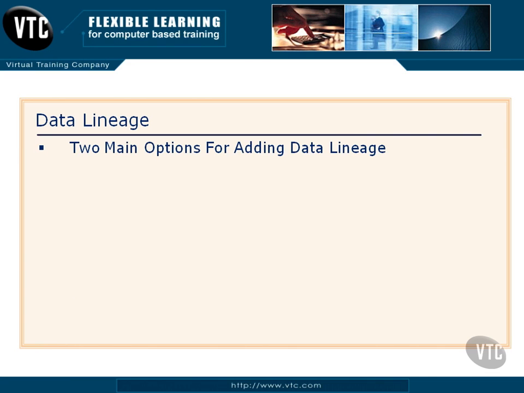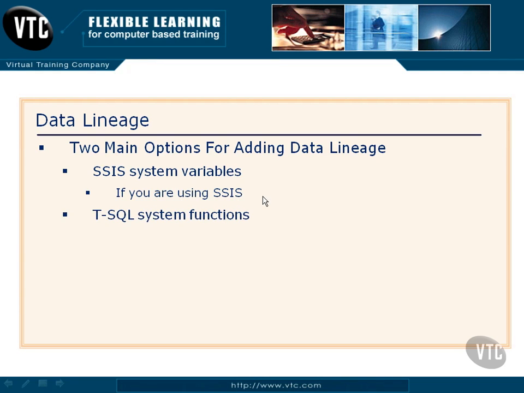Now, there are two main options for adding data lineage. Make sure you're aware of these for the exam. The first one is if you're using SQL Server Integration Services, or SSIS, there are some system variables built in that you can use. These tend to be higher level variables. And of course, keep in mind, this is only going to work if you're using SQL Server Integration Services. And you can also use T-SQL system functions. So keep in mind, when you're loading data into these tables, you don't just have to use this complex SQL Server Integration Services workflow. You can just use basic Transact-SQL functions that you call.